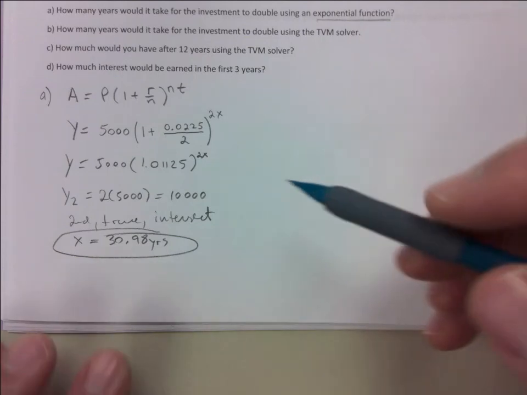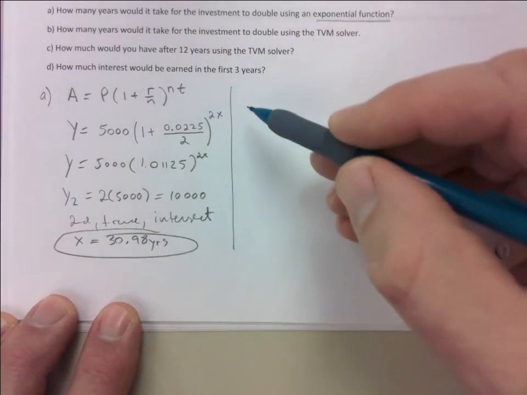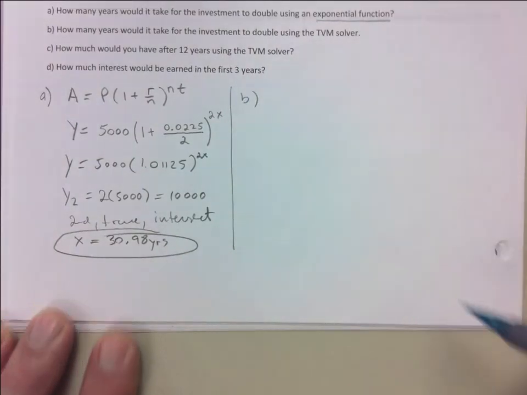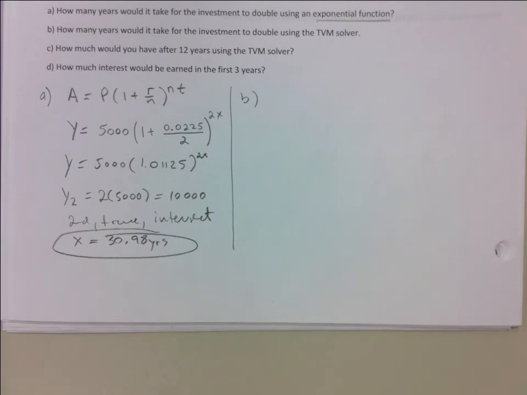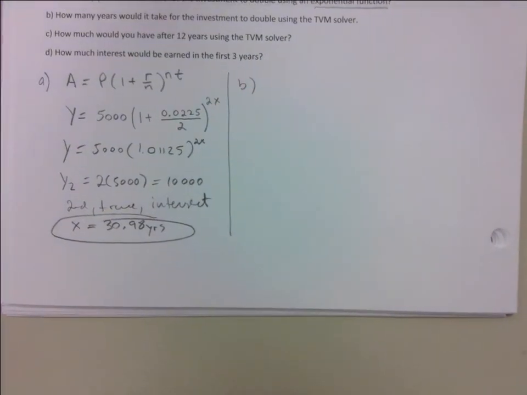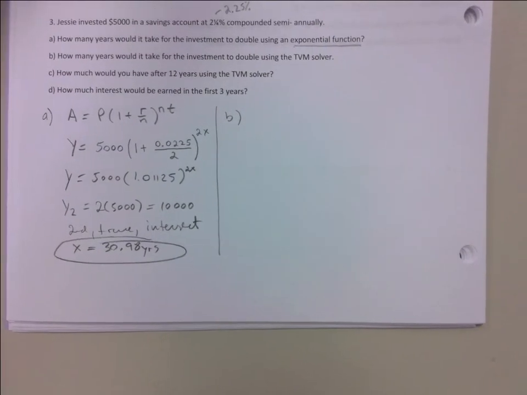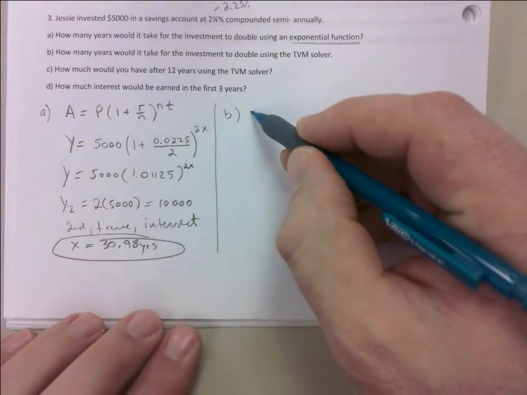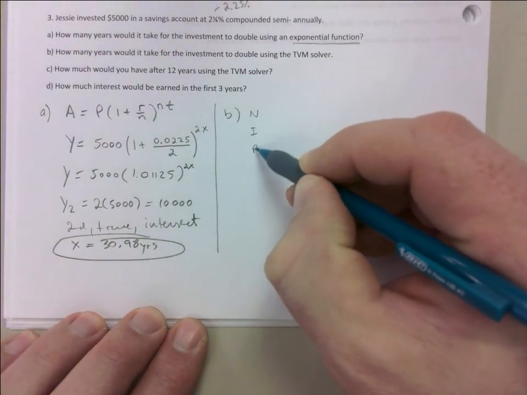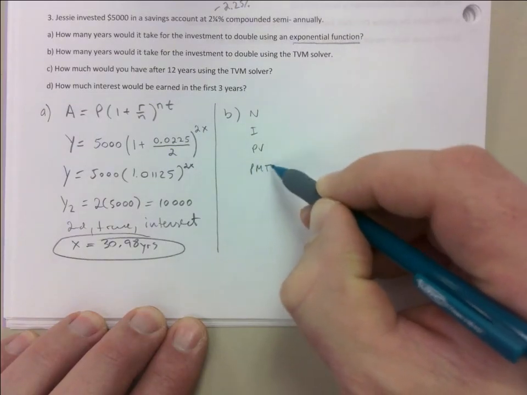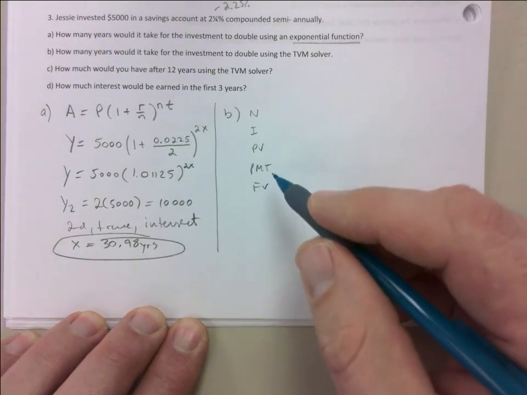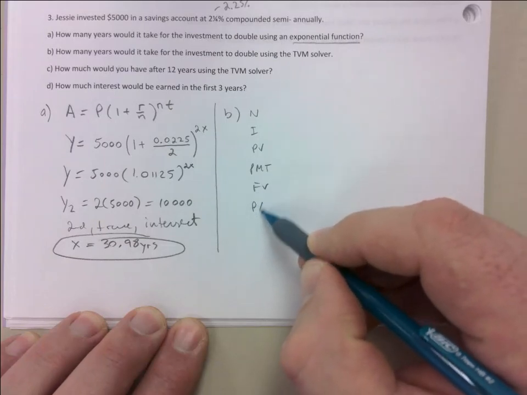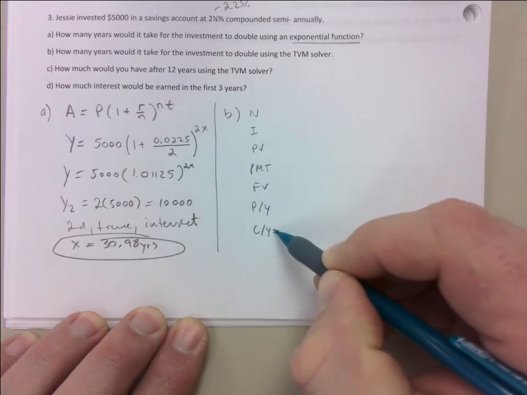All right, that's A. B, how many years would it take for the investment to double using your TVM solver? Okay, this is actually good practice. Let me just zoom out a bit. TVM, so we got to go N, I, PV, PMT, future value, PY, CY.